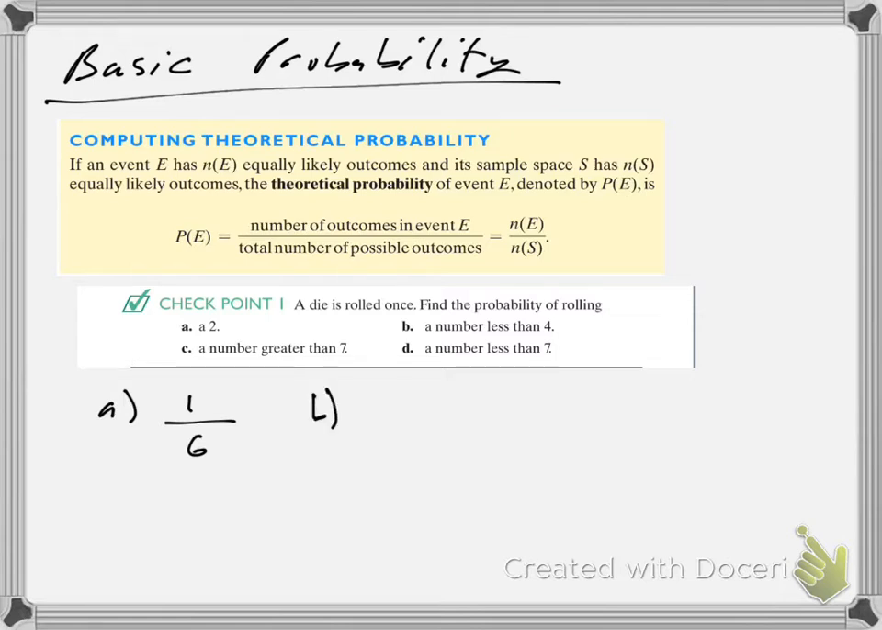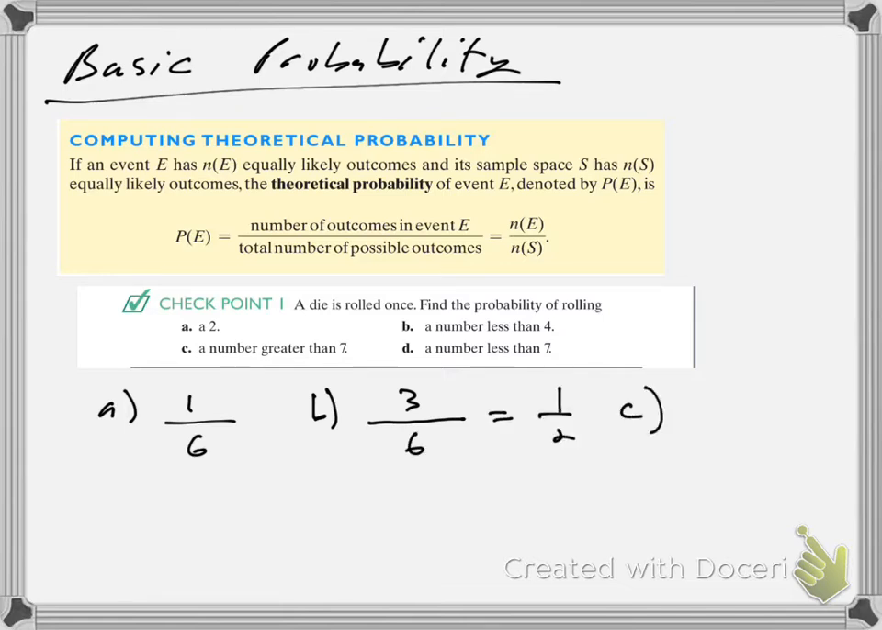A number less than 4. Well, how many possible numbers are there less than 4 on a dice? Well, there's 1, 2, and 3. So there's 3 possible things in the sample space. That's desired outcomes. Divided by the still number, which is 6. So that'd be 1/2 reduced.